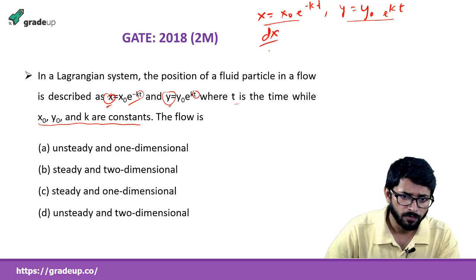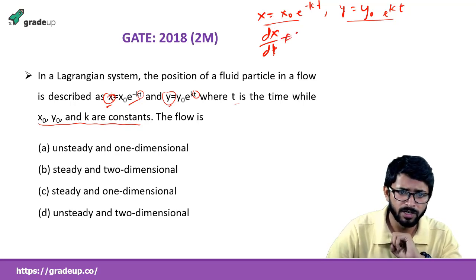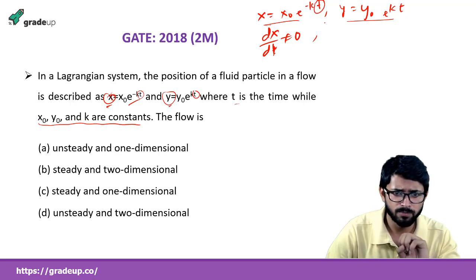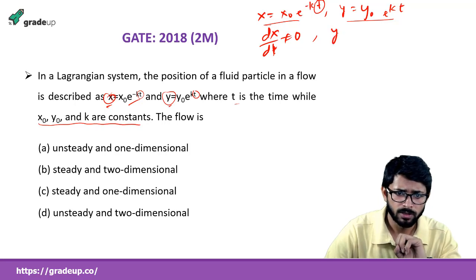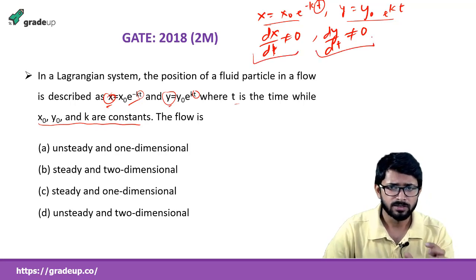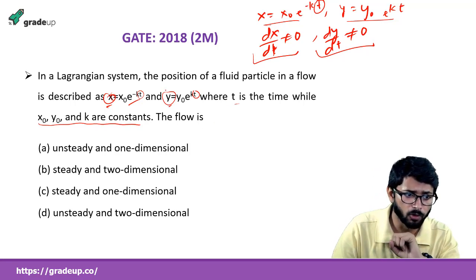We know that if we differentiate the location of this particle with respect to t, it will not be equal to 0, because it is dependent on time. The derivative will come out to some finite value. Similarly, dy by dt is also not 0. So we can say the location is changing with respect to time, but here it is asking about the flow.